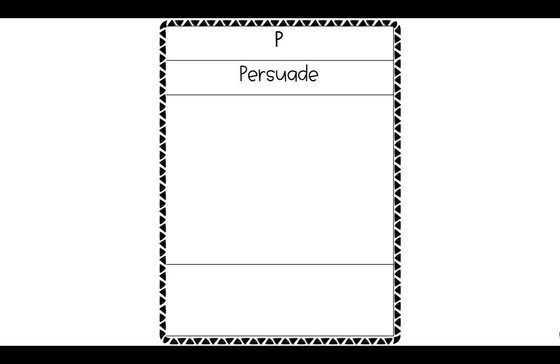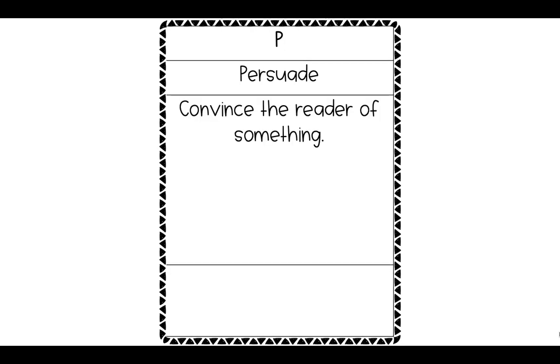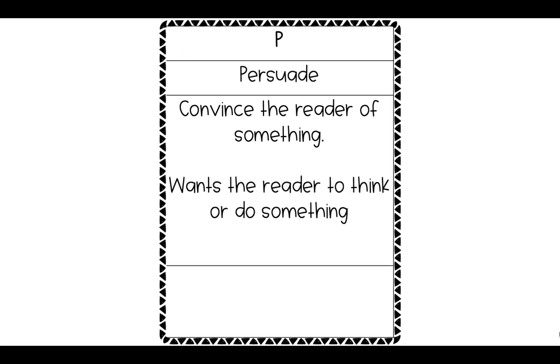So let's start with persuade. That is the P in our PIDE. To persuade means to convince the reader of something. This is where the author wants the reader to think or do something. They'll give you their opinion, and they'll usually back it up with some facts, details, and reasons that you should believe the way they do, or you should do what they want you to do. Another word for this is to convince or to encourage. Both of those mean persuade. These are synonyms.